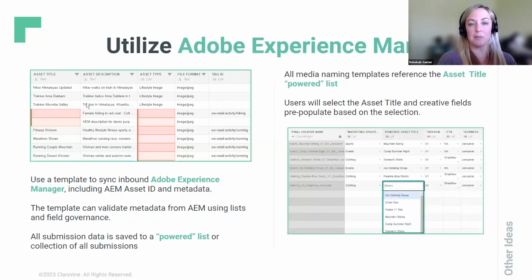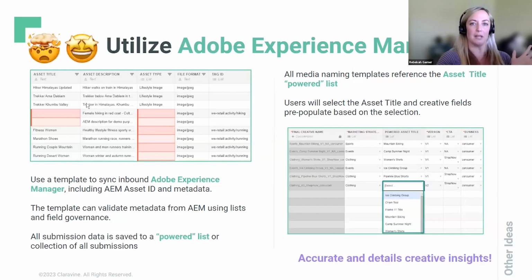And then the teams, as they're making their creative names, could use the powered asset title field, for example, and create the creative name. And along with that, it's tagging information like the creative asset description, the asset type, the file format, the tag ID, all of that other information that we pulled in from Adobe Experience Manager, corrected and saved and sent back. Mind-blowing, right? The amount of nitty-gritty details, all of those granular bits of information that you want about each creative ad that was launched can now be yours.